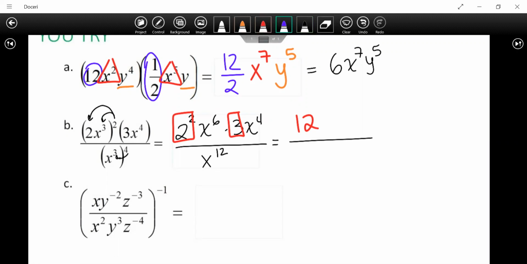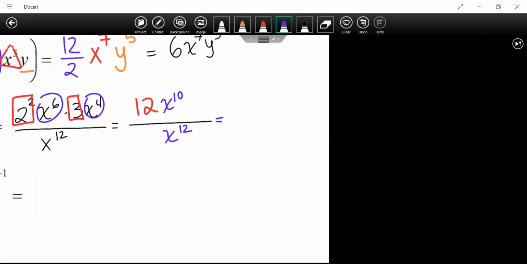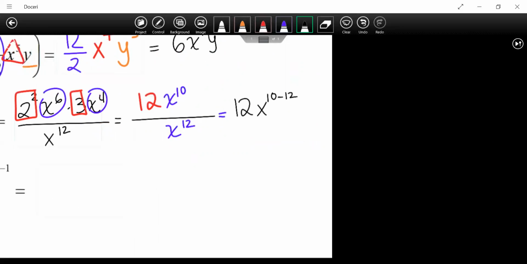My x's can be joined together. X to the 10. And the bottom is going to be x to the 12. We can reduce this down by subtracting them. So this would be 12x to the 10 minus 12, if you want to write it that way. Or you can just take 10 away from the top on the bottom. This is going to be 12x to the negative 2. If you left it the other way, you can also have it as 12 over x squared. So either one works. I know some of you guys probably converted it back. It doesn't matter to me.